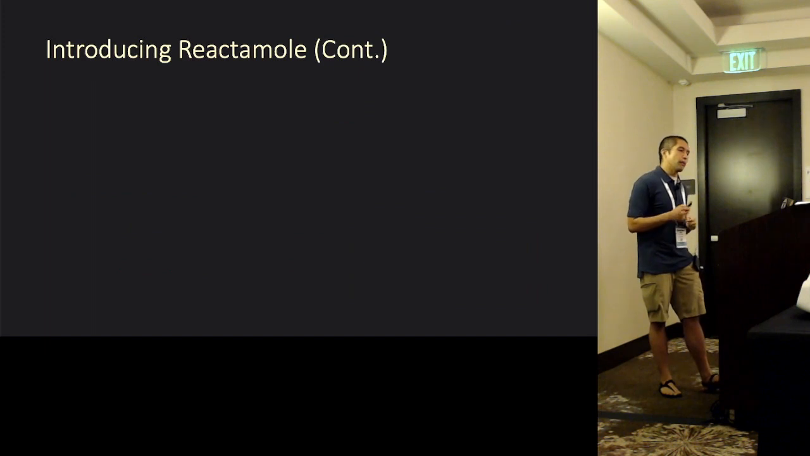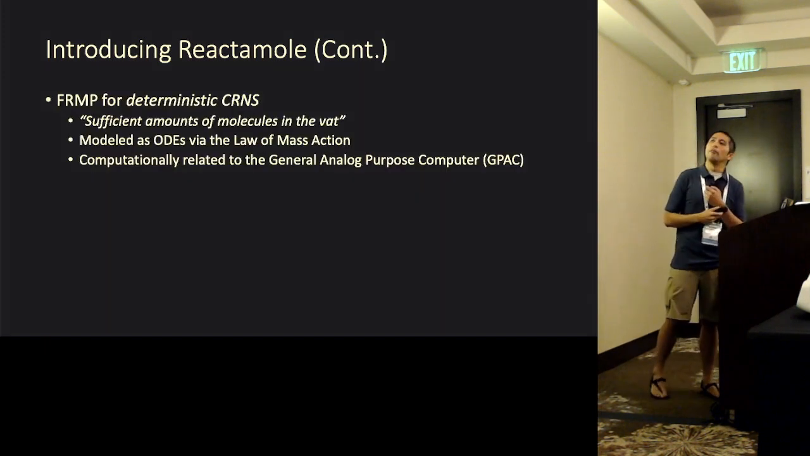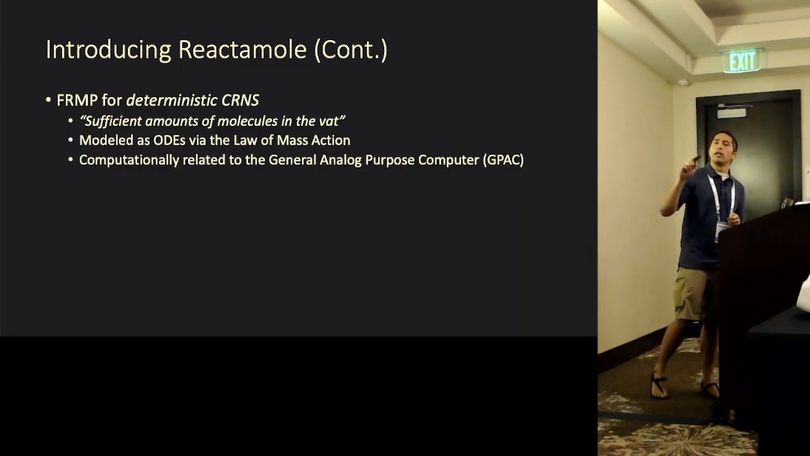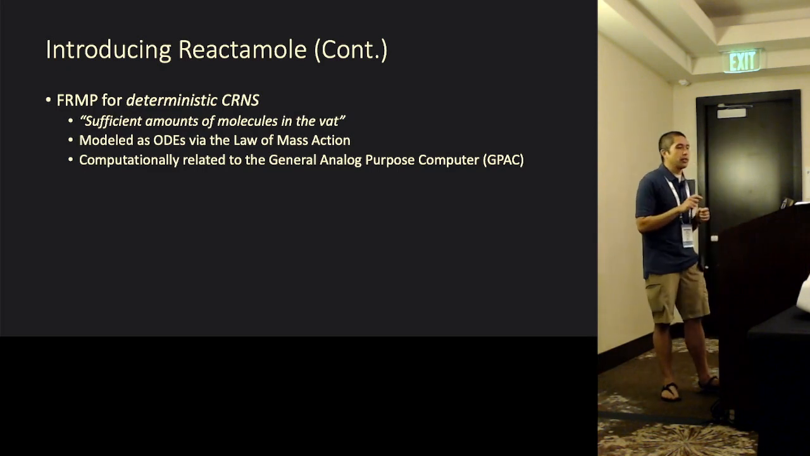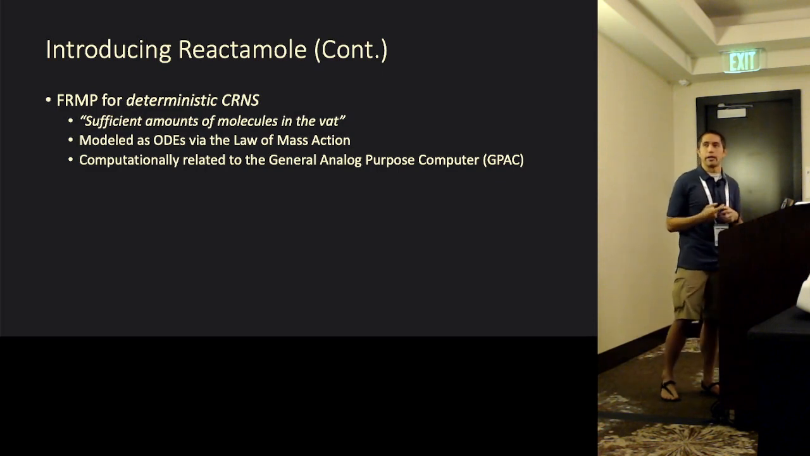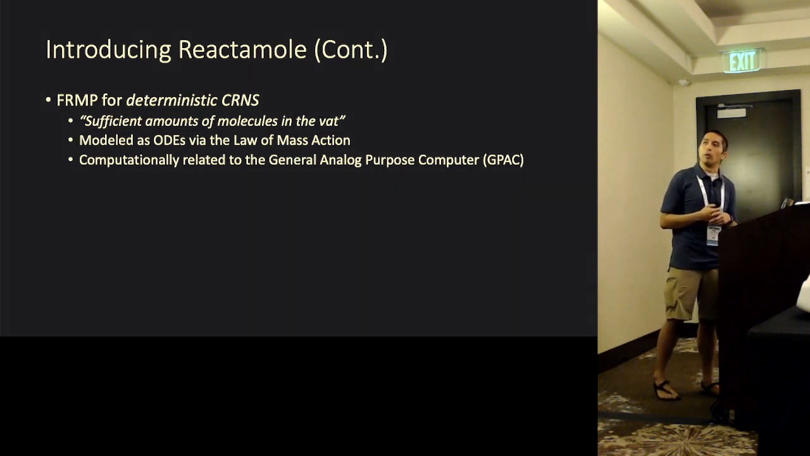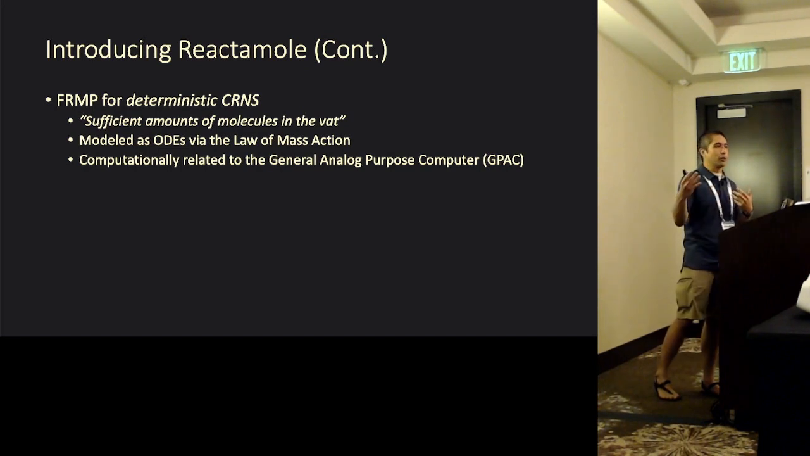And so some other notes here. Reactimal works over specifically deterministic CRNs. There are actually two models of computation that happen there. We work over the deterministic variant where we assume that there are enough molecules in the vat that they all mix with equal probability. And there are other models where you don't have as many molecules in the vat, probabilistic models that are open for future investigation.